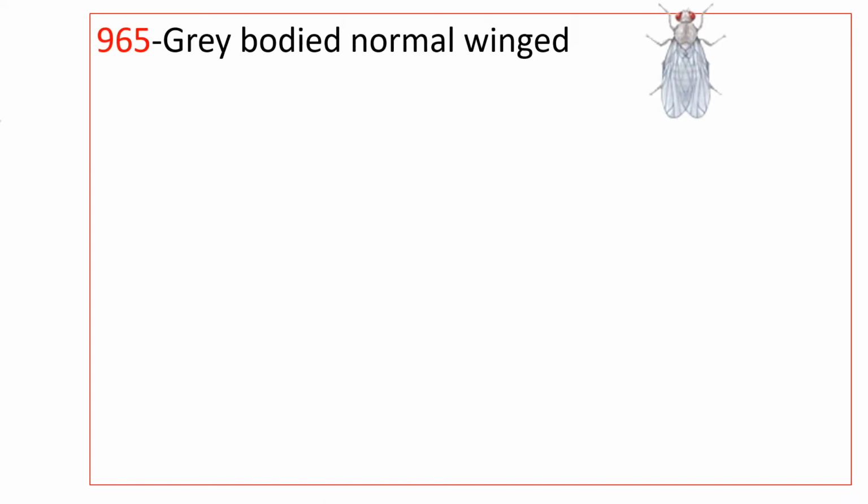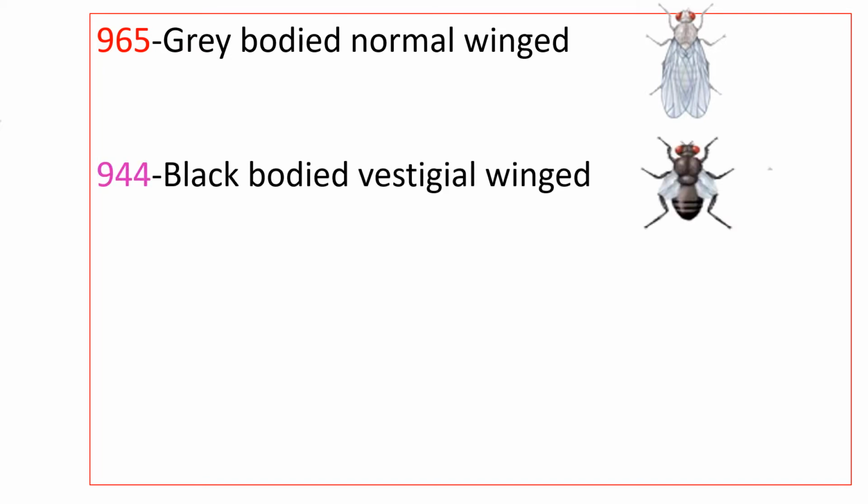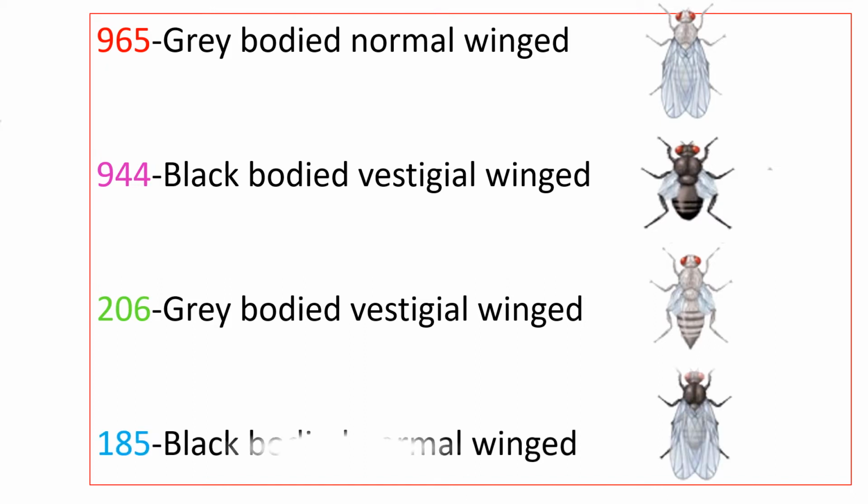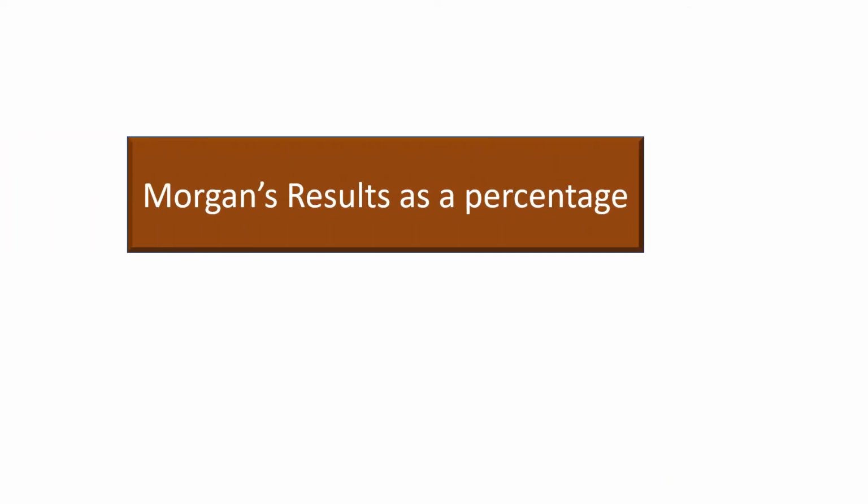965 gray-bodied normal-winged flies, 944 black-bodied, vestigial-winged flies, 206 gray-bodied, vestigial-winged flies, 185 black-bodied, normal-winged flies. Morgan's results as a percentage.